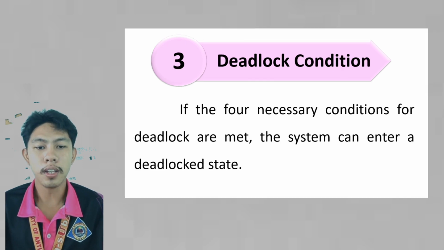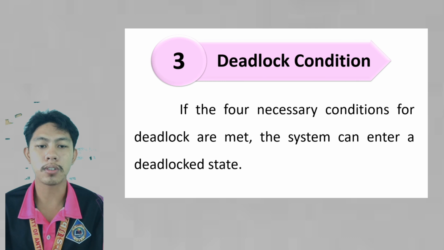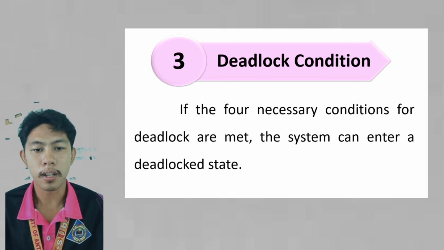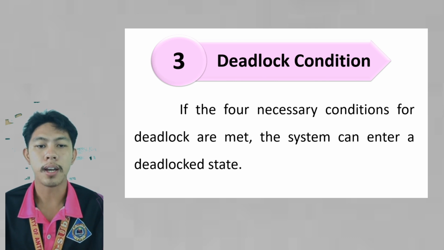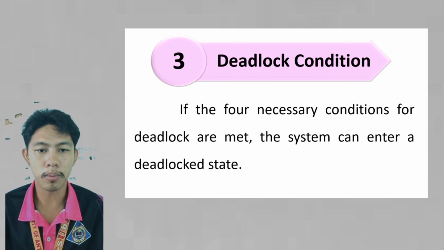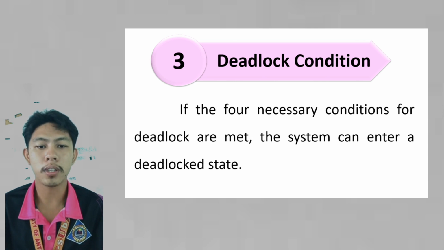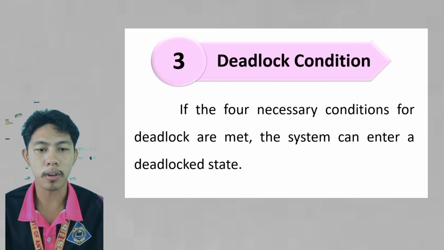The third, deadlock condition. If the 4 necessary conditions for deadlock are met, the system can enter a deadlock state. Example, a deadlock occurs when 2 or more processes are stuck in a waiting state, each waiting for a resource held by another process. This creates a circular dependency where no process can proceed because it's waiting for a resource that another process is holding, which in turn is waiting for a resource held by the first process.